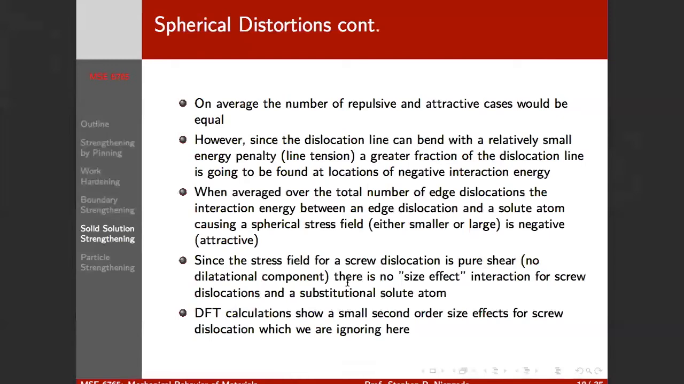So for a screw dislocation, it's pure shear. There's no dilatational component. So screw dislocations don't have a size effect with solute defects, right? The screw dislocation doesn't care about the size. Right? Only the edge component. Only the edge component.